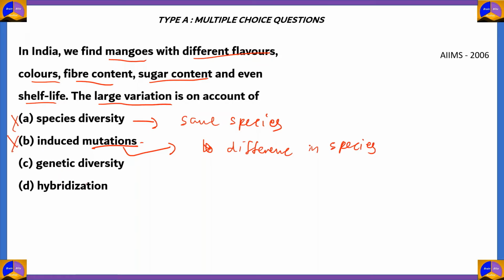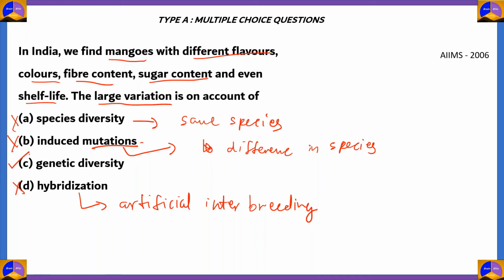What about option D? Hybridization. Hybridization is artificial interbreeding. And we had mangoes with different flavors way before we started hybridization. So option D is incorrect.